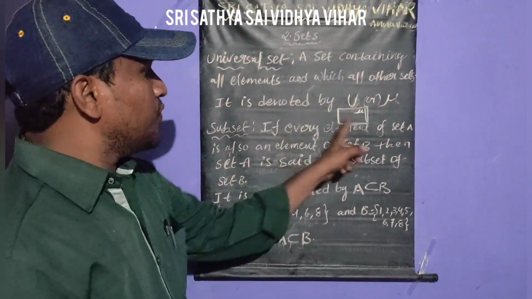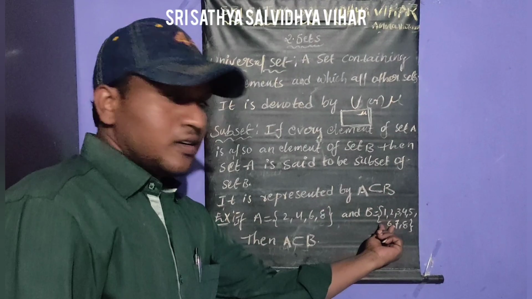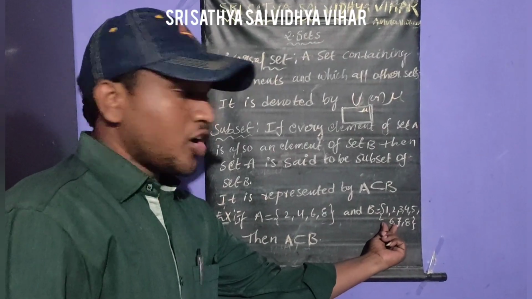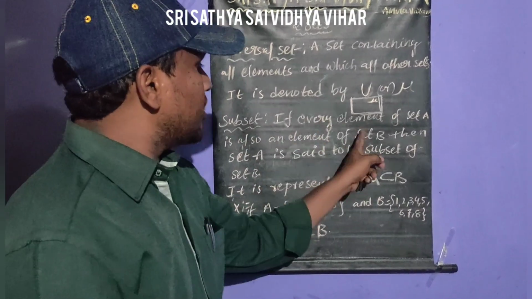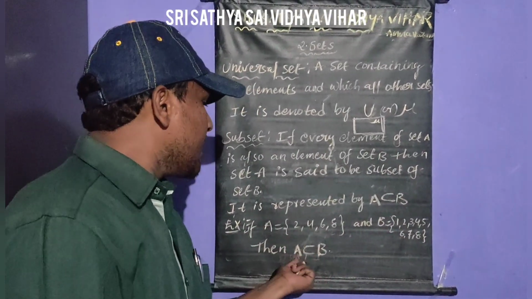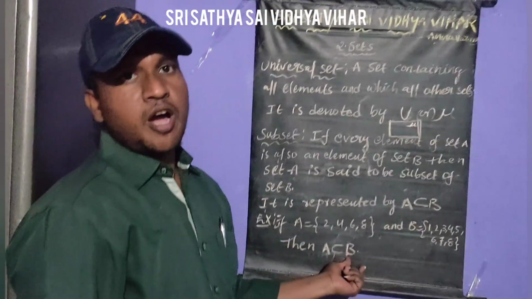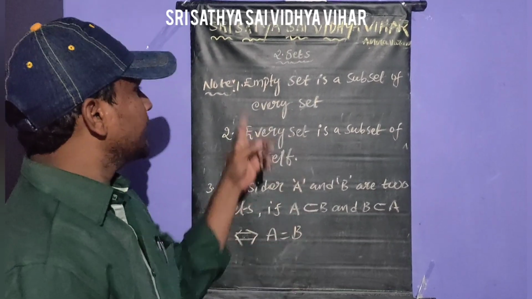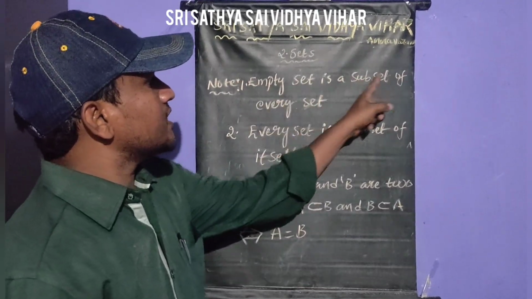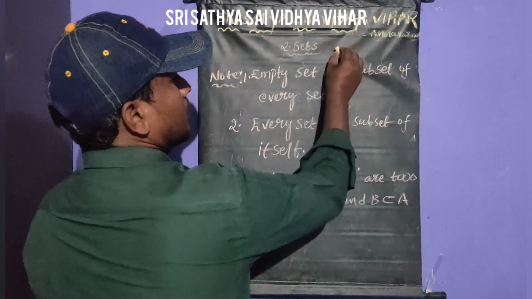Listen, every element of set A is also an element of set B. That's why A is a subset of B. Now three important note points. The first point: the empty set is a subset of every set.